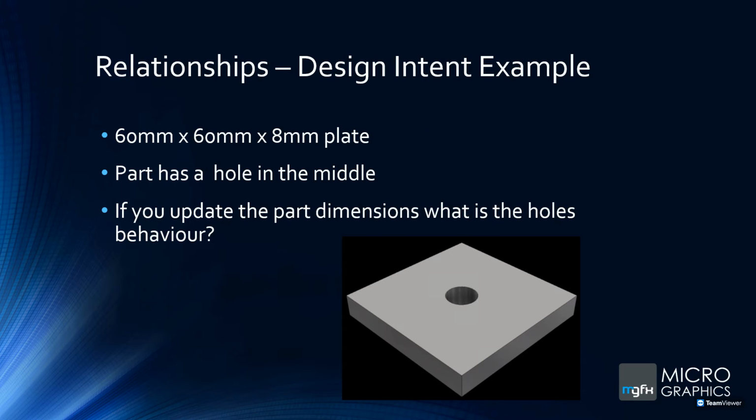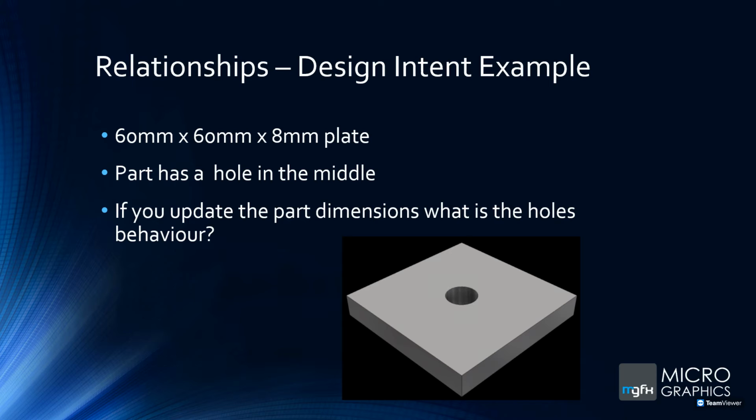Okay, just an example of design intent with relationships. You've got this 60 by 60 by 8 mil plate, and the part's got a hole in the middle. Now, if I update that part's dimensions, what's the hole going to do? So say for instance in Inventor, you draw a square or a rectangle, you make it 60 by 60 and 8, and you just plonk the hole in the middle. There we go. You don't dimension it, you don't constrain it, nothing.